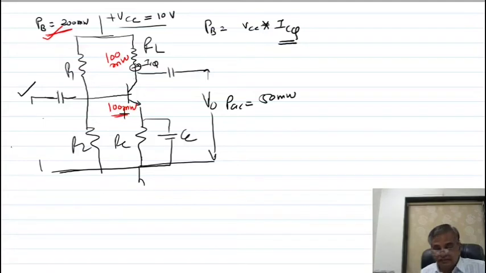The DC power dissipated in a transistor is how much? 50% of the supply. Here, how much? 50% of this supply. When you have not given an AC input signal, this is the wastage, and here is the wastage. This DC power dissipated in a transistor is 50% of the supply power, and 50% of the supply power is wasted in RL.